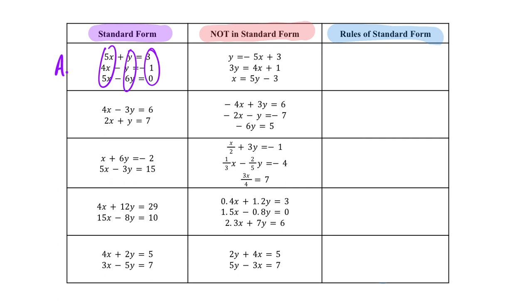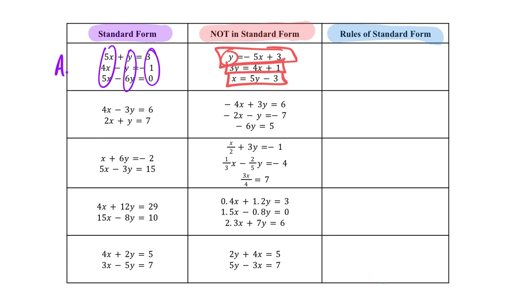When I look at the red column, I'll notice, well, this one starts with y all by itself. In fact, that equation is slope-intercept. You then have the same thing down here, but the y isn't isolated. And here we've got the x isolated.